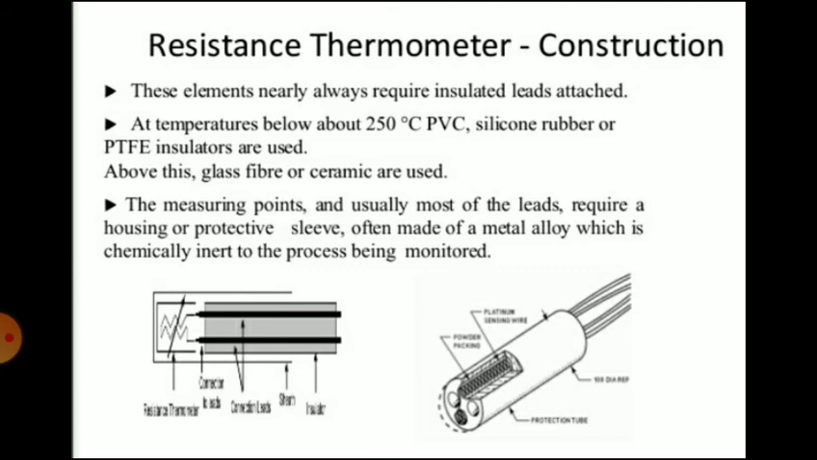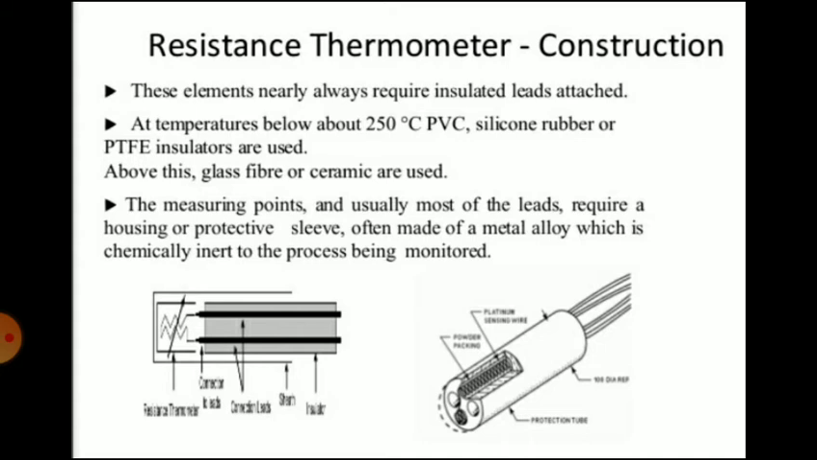So the construction of the RTD. It consists of wire wrapped around an insulating support constructed of glass, ceramic or mica. The mounted element is then provided with a protective enclosure. Generally, industrial RTDs are essentially coils of fine wire wound into frames of insulating material capable of withstanding the temperature which they are designed to measure.